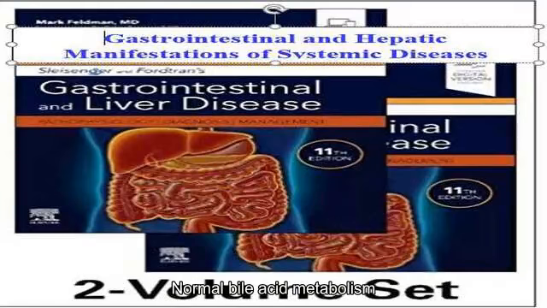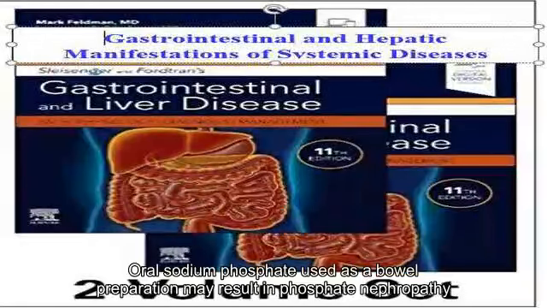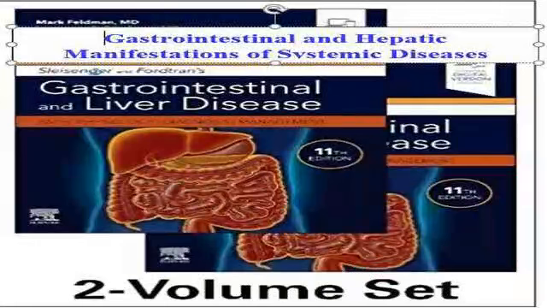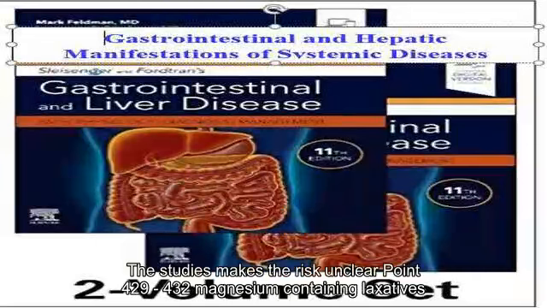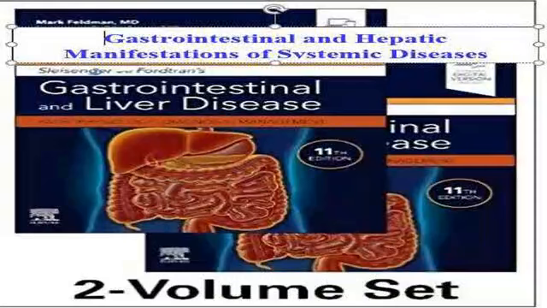Abnormal bile acid metabolism, exocrine pancreatic insufficiency, or amyloidosis, the last two discussed later, may also occur. Oral sodium phosphate used as a bowel preparation may result in phosphate nephropathy, hyperphosphatemia, hypocalcemia, hypokalemia, and/or hyper- or hyponatremia, although heterogeneity of the studies makes the risk unclear. Magnesium-containing laxatives could result in hypermagnesemia.